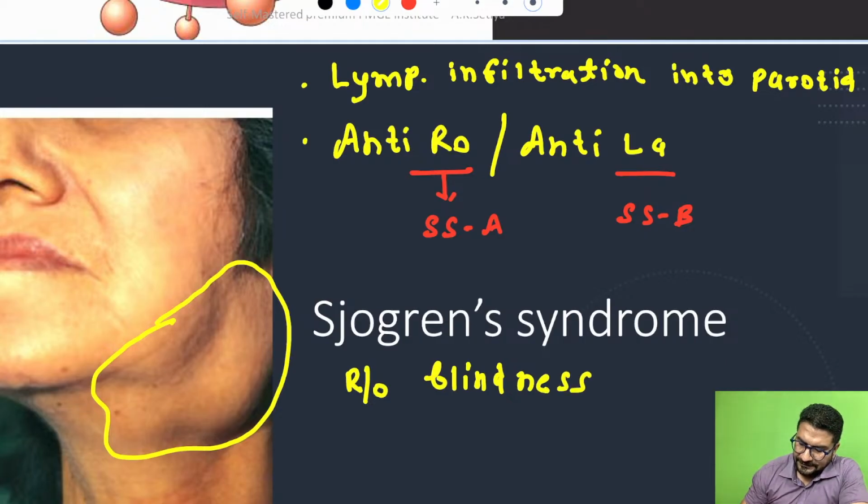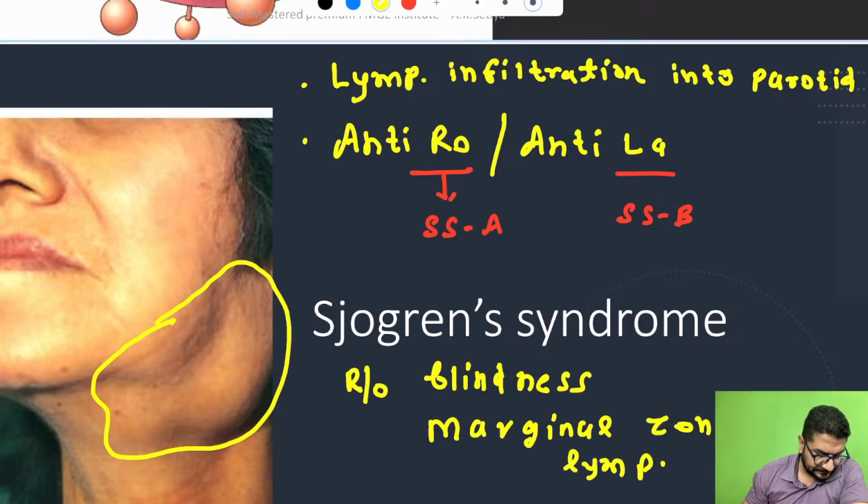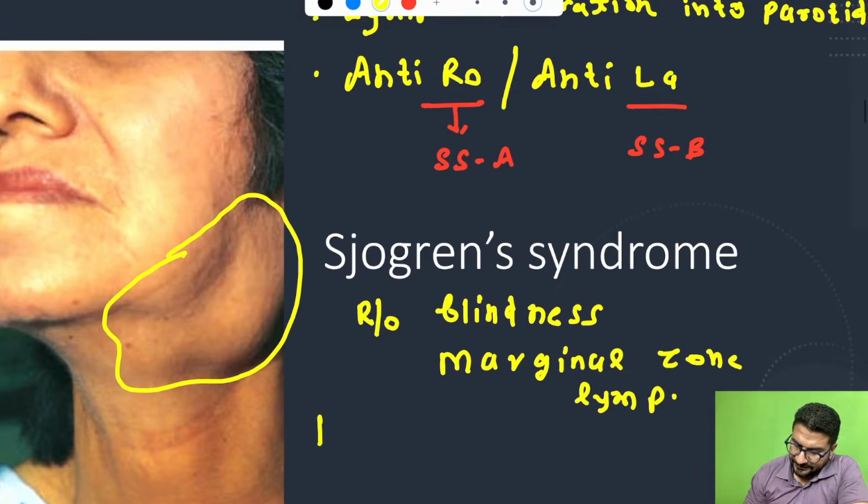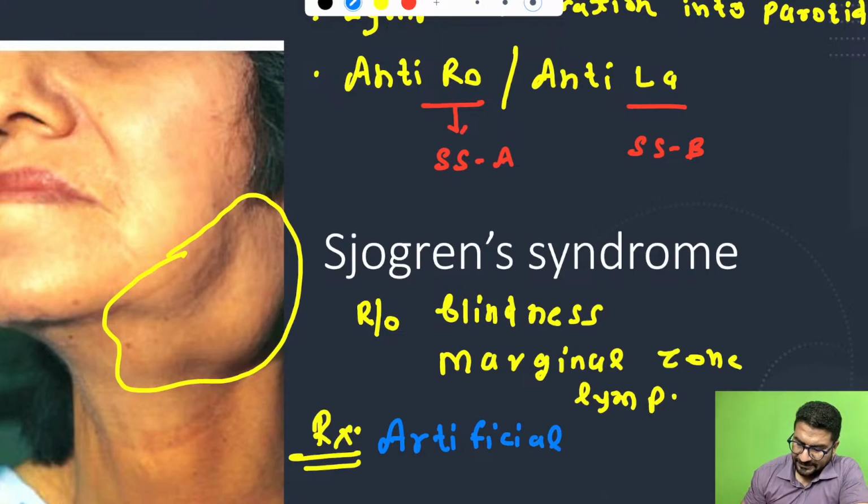There is risk of marginal zone lymphoma, right? And how are we going to treat this condition? You have to do symptomatic treatment. For dry eyes we need to give artificial tears. These are made up of carboxymethyl cellulose. Artificial tears. Then for dry mouth we have a drug called cevimeline.